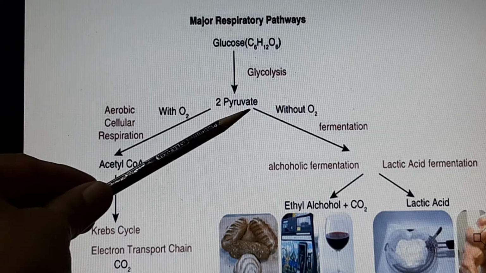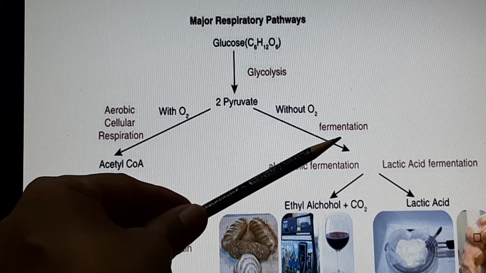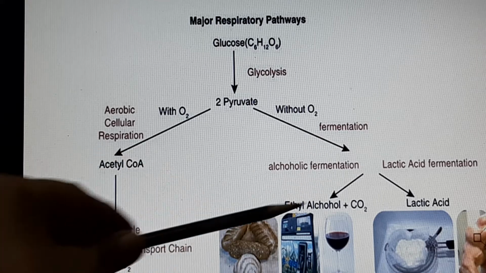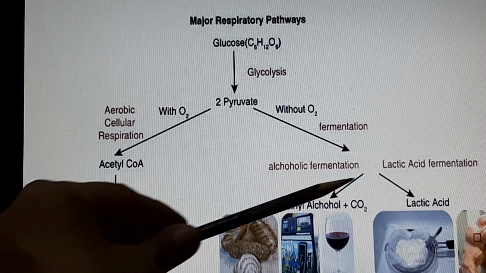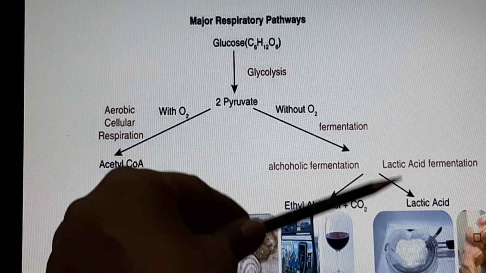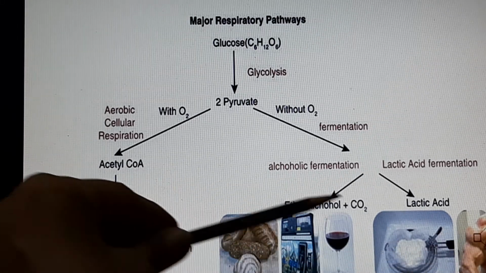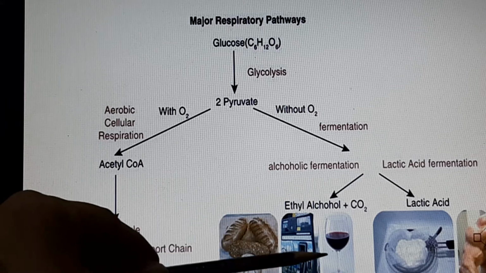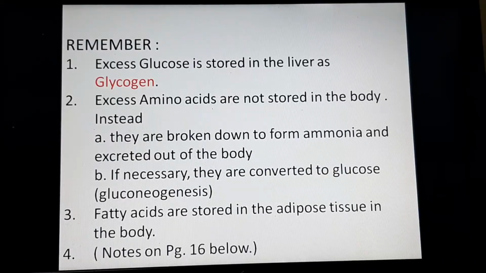Whereas when there is no oxygen, the 2 pyruvate molecules will undergo a process called fermentation. And there are 2 types of fermentation: alcoholic fermentation to produce alcohol, or lactic acid fermentation to produce lactic acid. This takes place in the muscle cell. So you can see a muscle cell over here, and this takes place in the formation of alcohols in the alcohol industry, bread industry and so forth.